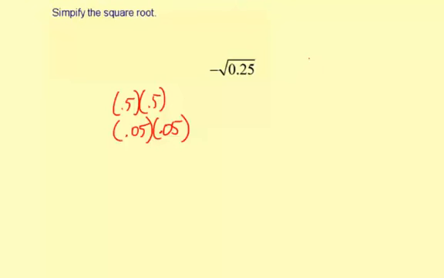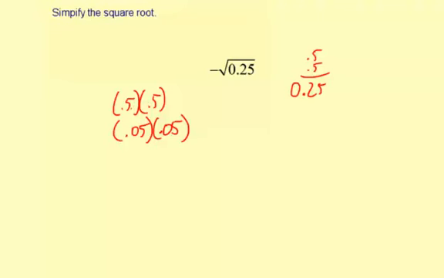0.5 times 0.5, multiply that out. 5 times 5 is 25. And remember, when multiplying decimals, you count each decimal place and add them. 1, 2. So that means you start right here and go 1, 2. So it's going to be 0.25. Hey, that's going to be the perfect square that we're looking for.